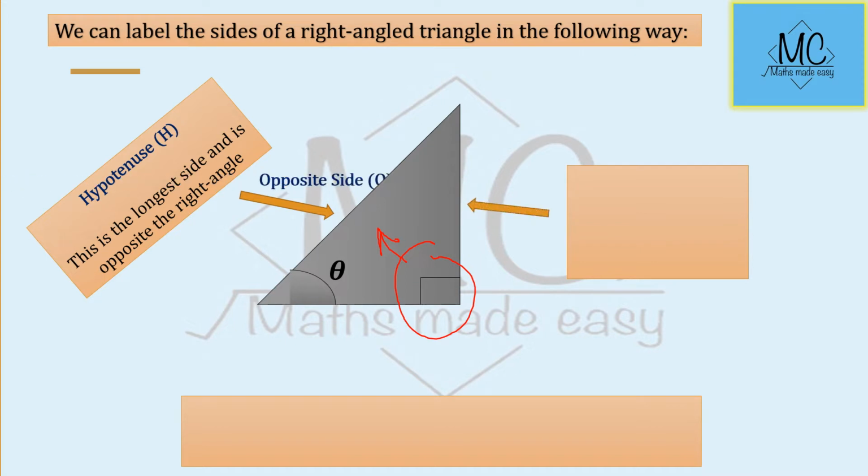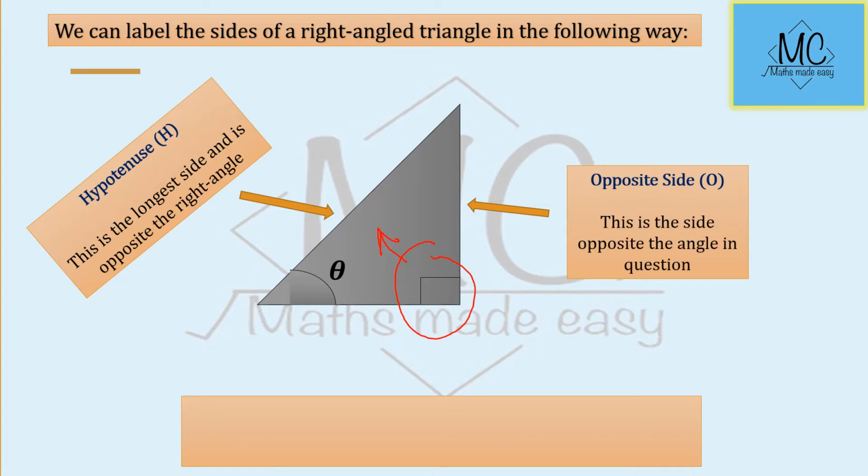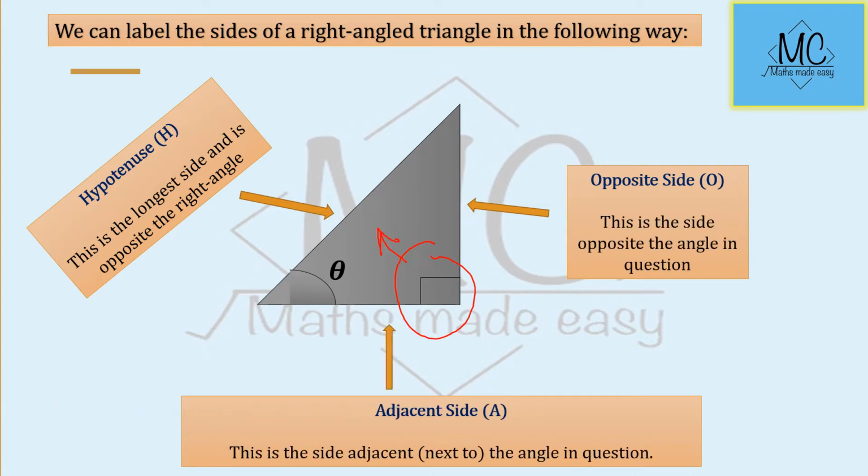Now the second one is my opposite. Opposite is the side directly opposite the angle you have been given or asked to work out. And the last is the adjacent, and adjacent is the only side which is remaining at the end.